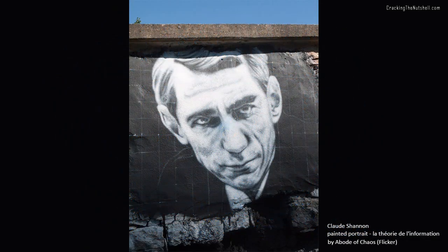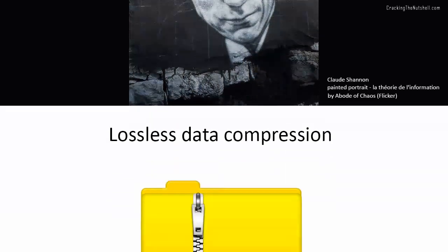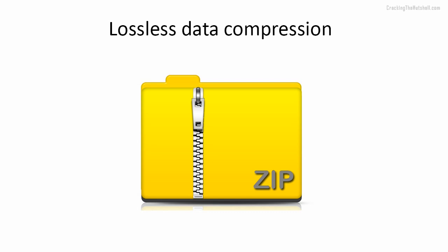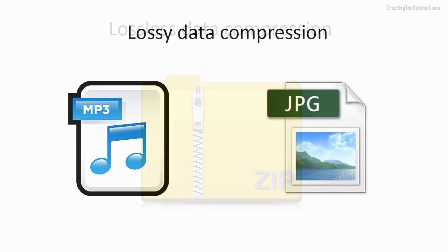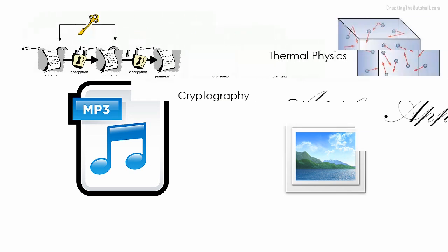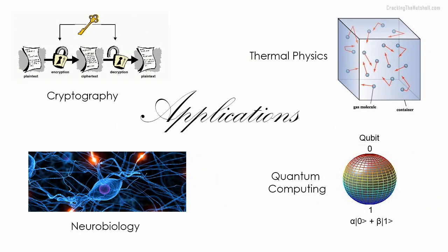Thanks to Shannon's ideas on signal processing, data compression, as well as data storage and communication, useful applications have been found in many different areas. For instance, lossless data compression is used in zip files, while lossy data compression is used in other types of files such as MP3s or JPGs. Other important applications of information theory are within the fields of cryptography, thermal physics, neurobiology or quantum computing, to name just a few.